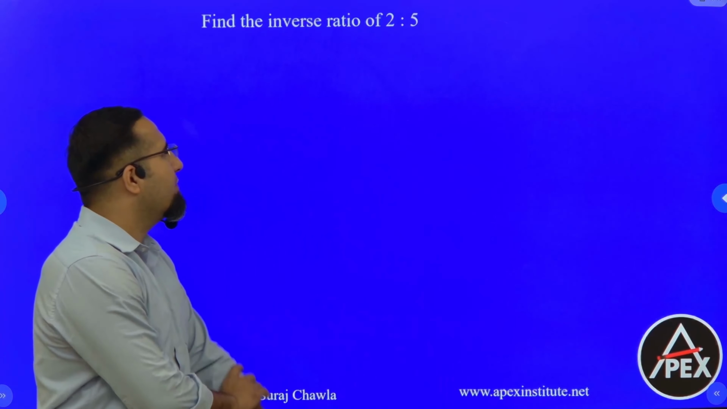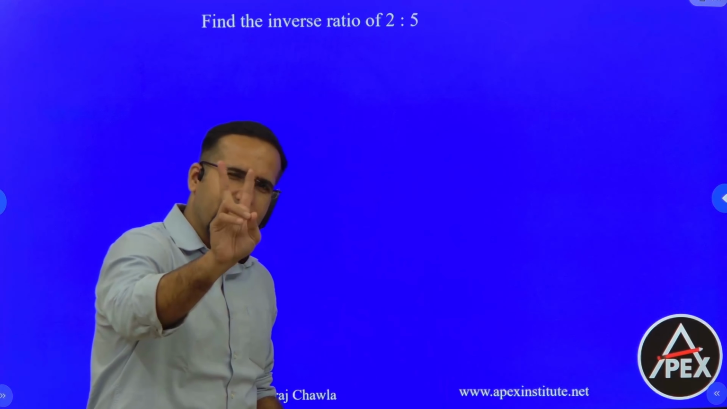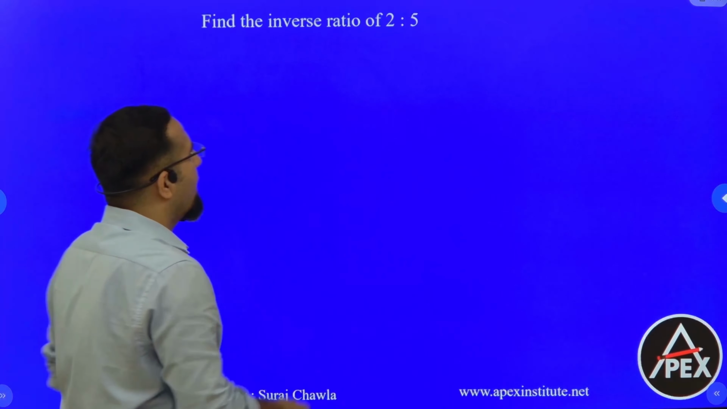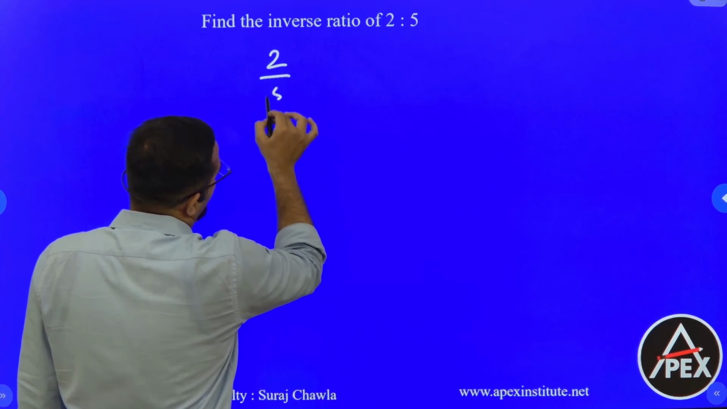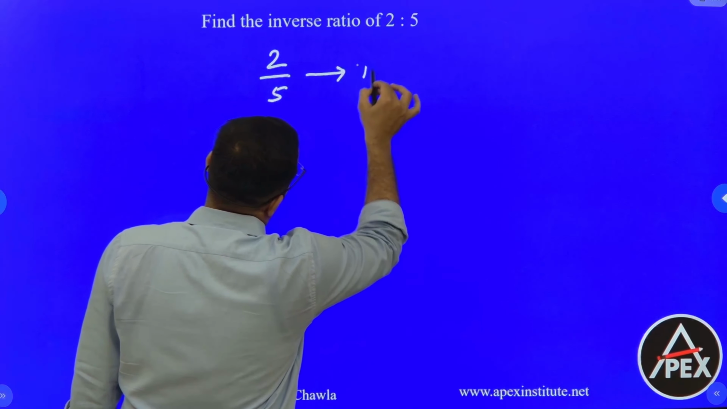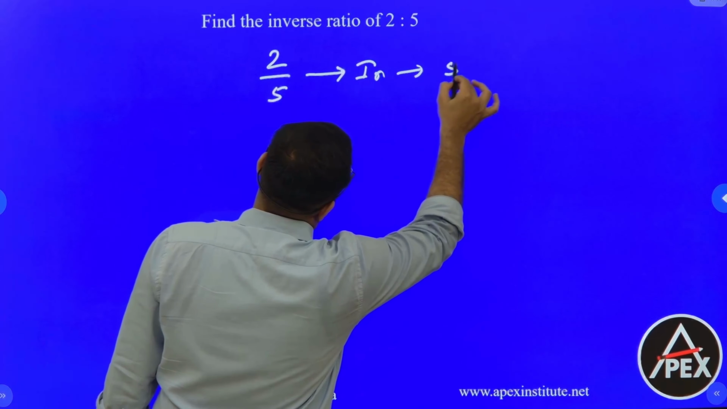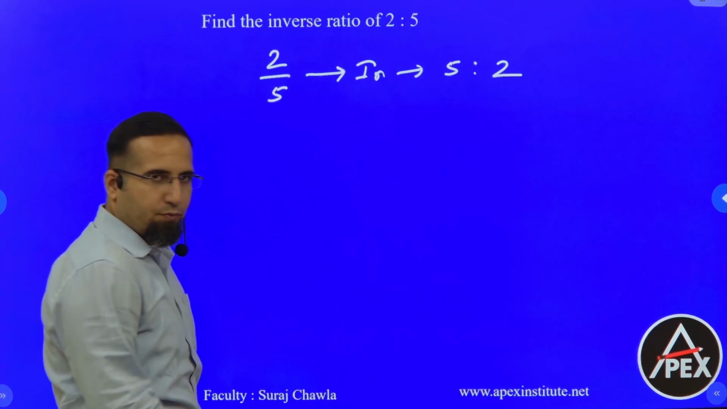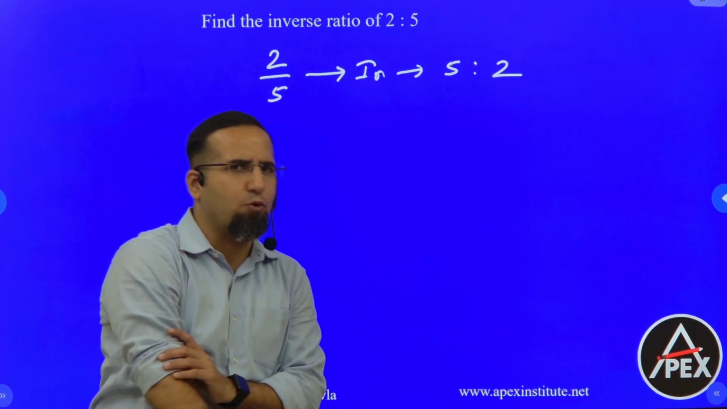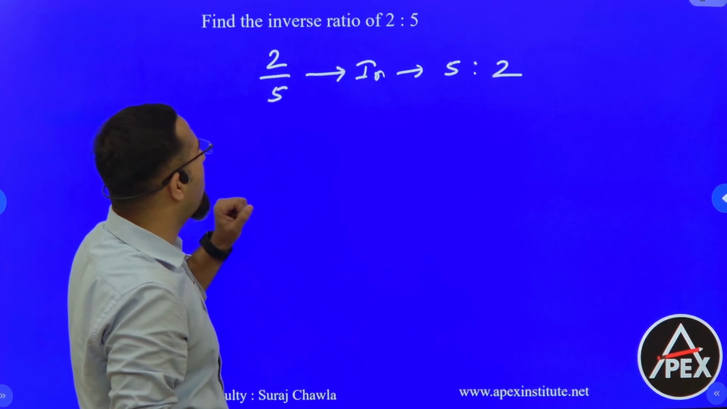So very simple question. Find the inverse of 2 is to 5. Since there are two numbers given, right? If I'm saying 2 by 5 is my original ratio, the inverse of them becomes 5 is to 2. Clear? Just inverse them. B is to A, your answer will be done. Okay? Now let's solve the 3 one.